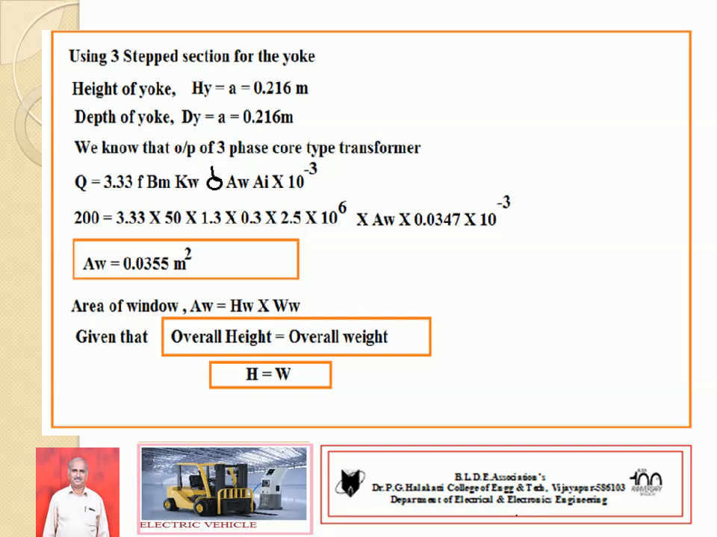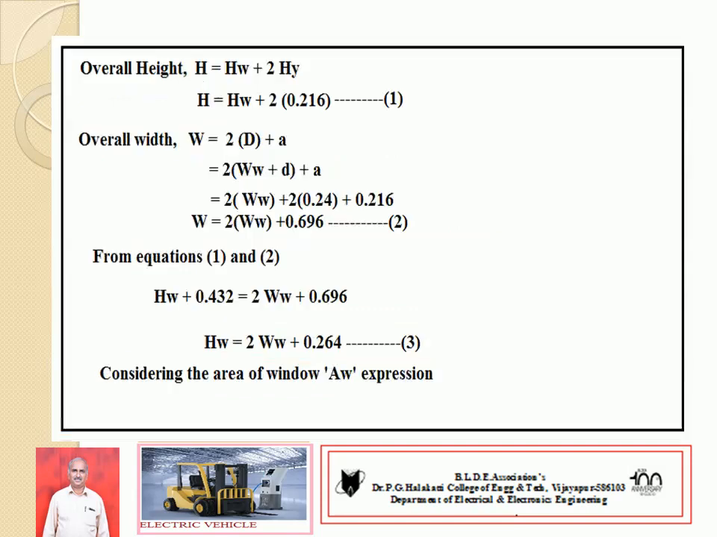One more condition is given: height of window into width of window will give area of window. We can use this relation afterwards. Now what is given? Overall height equal to overall width, that is capital H equal to capital W. So for three-phase transformer, what is the expression for overall height? H equal to HW plus 2 times HY. HW we don't know, so substitute the available values. You call it equation number 1.